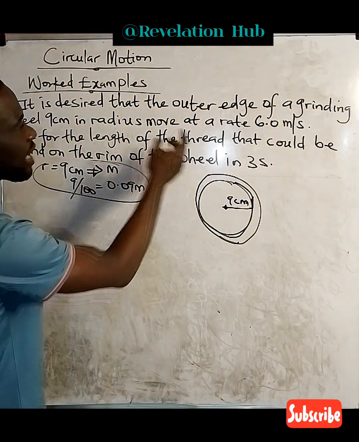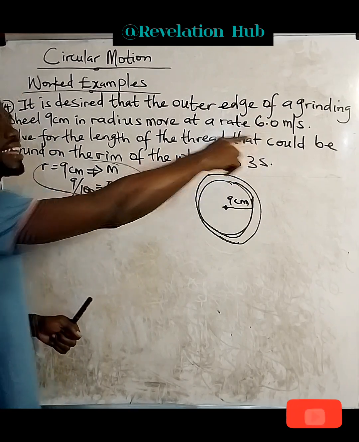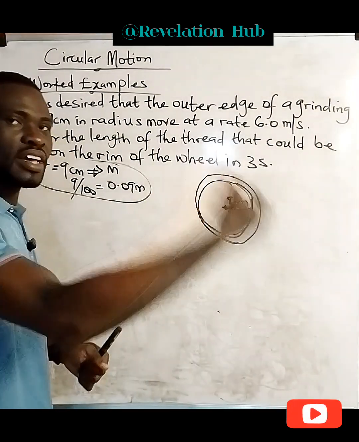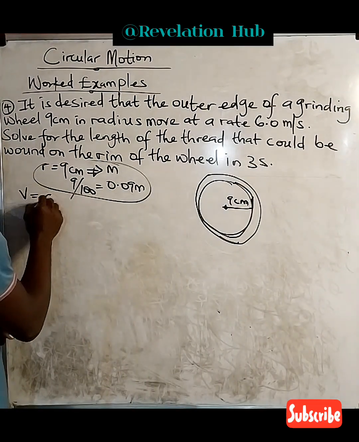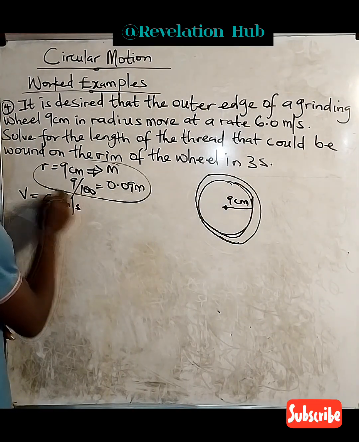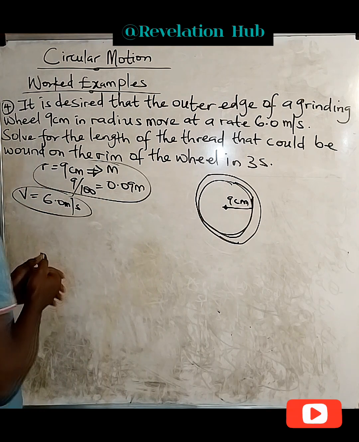It moves at a rate of 6 meters per second. 6 meters per second is the linear or tangential velocity or speed. So let's take that out also. So we have the 6.0 meters per second. Now we have those two quantities, or parameters, written out.